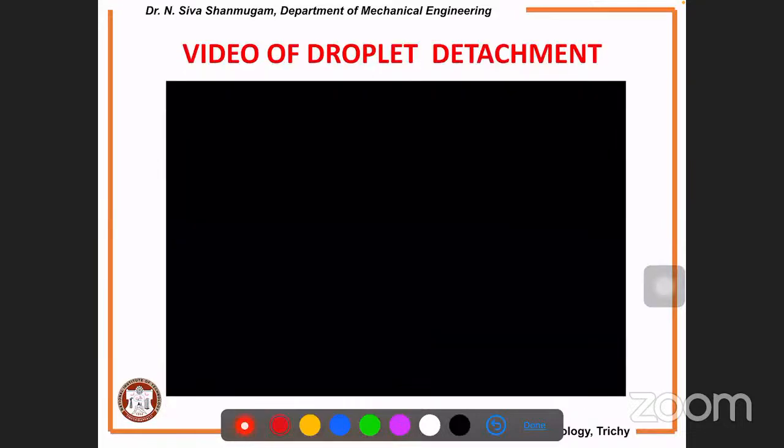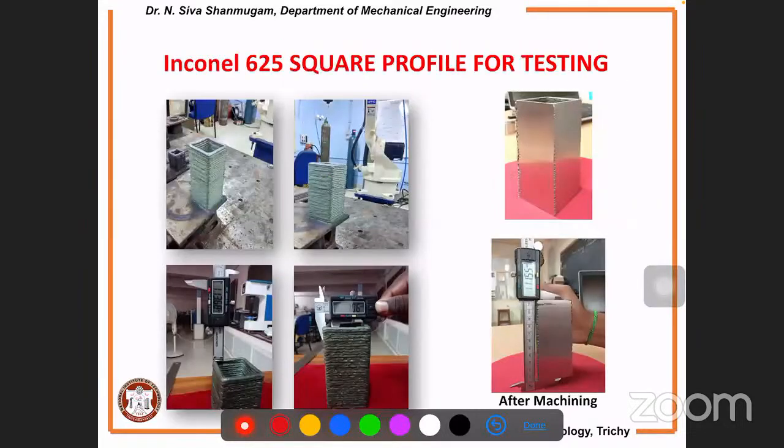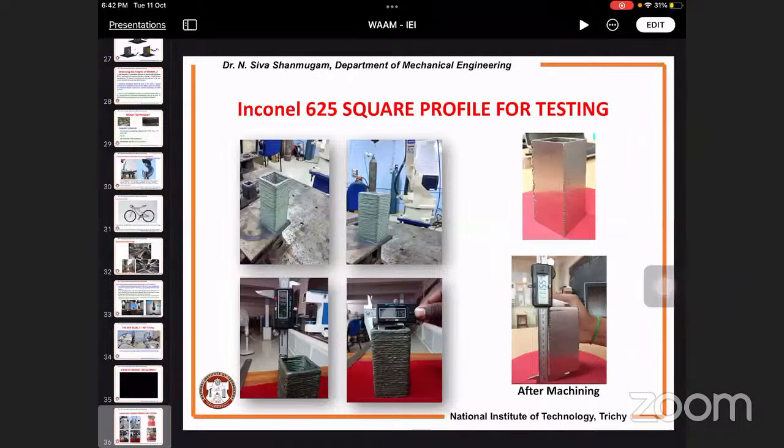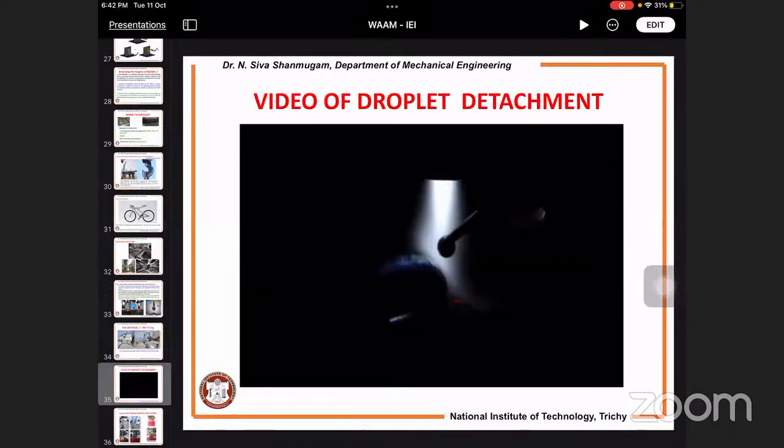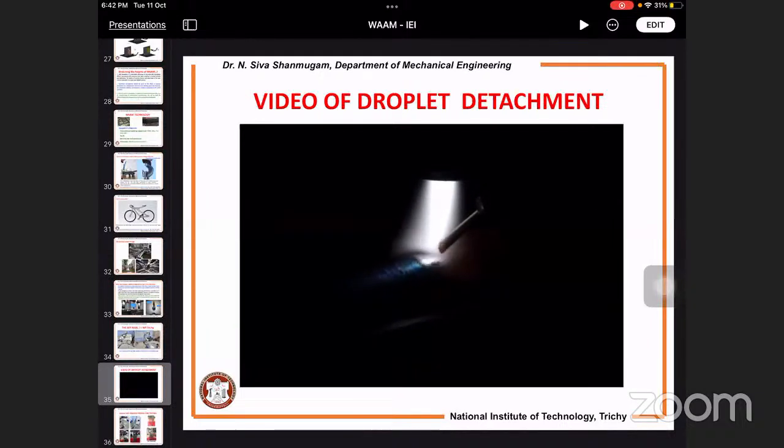And I think this slide, once again, I want to run this slide. So, we get droplet formation. You know that the droplet is detached from the wire.